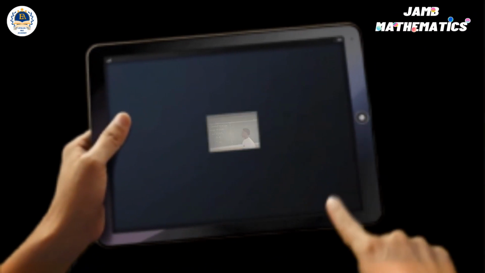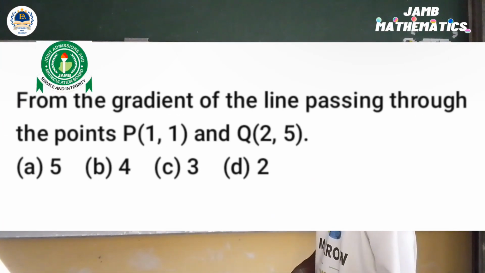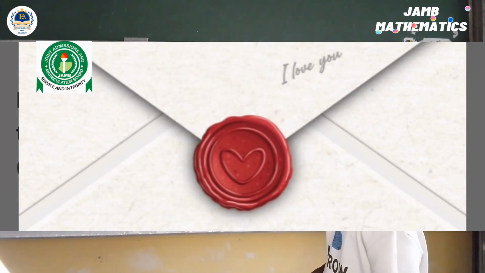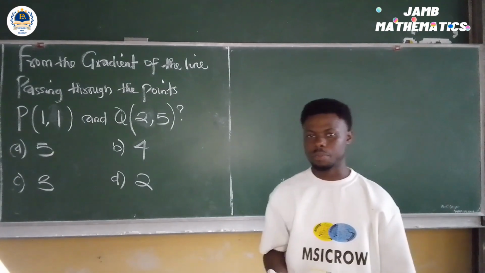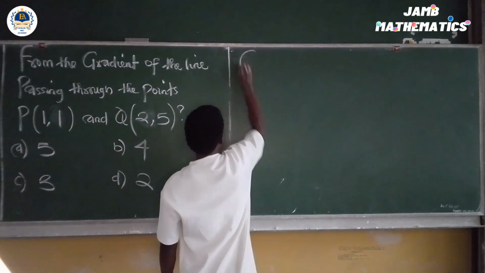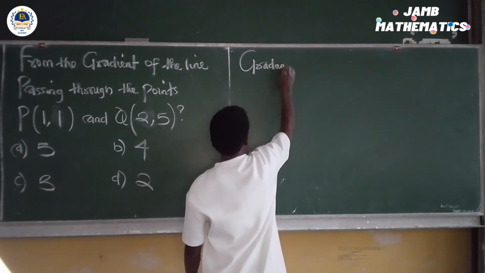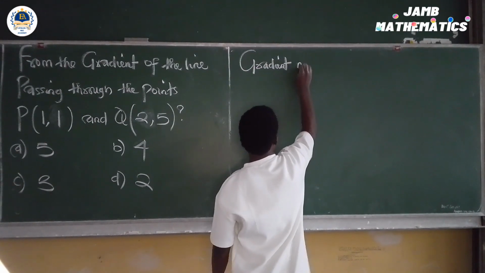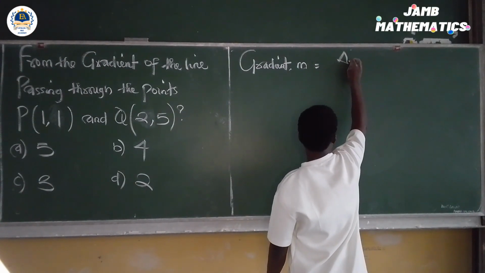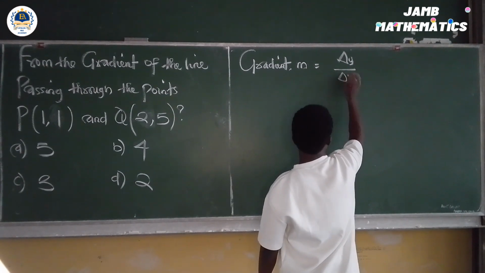Find the gradient of the line passing through the points P, 1 and 1, and Q, 2 and 5. Option A, 5, B, 4, C, 3, and D, 2. To determine the gradient of a line passing through these 2 points on the board, we use the general formula gradient, small letter m, is equal to dy, change in y, all over change in x.